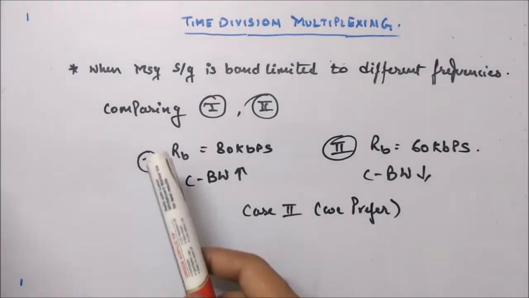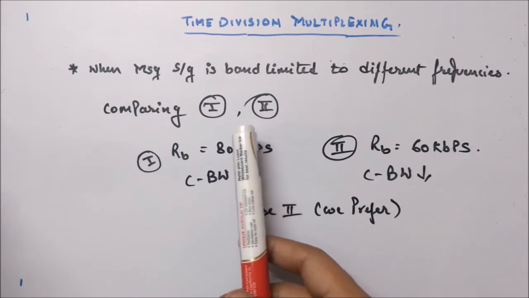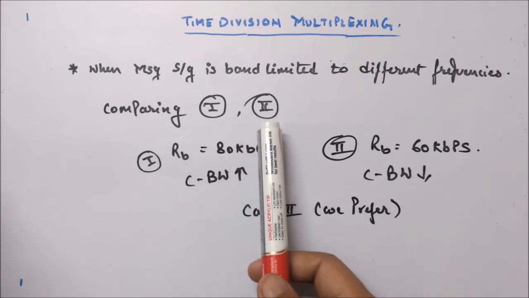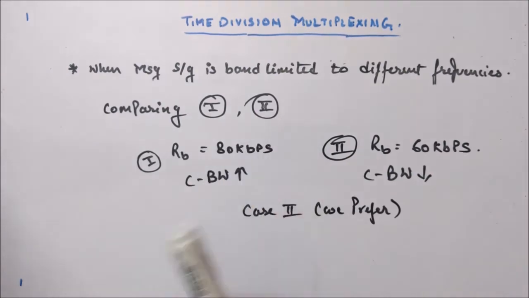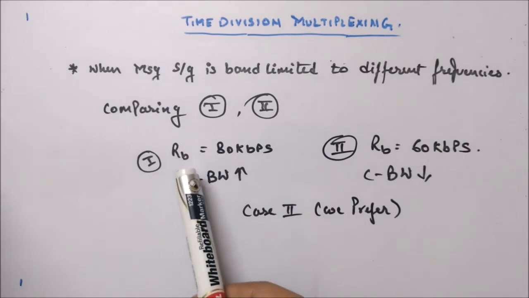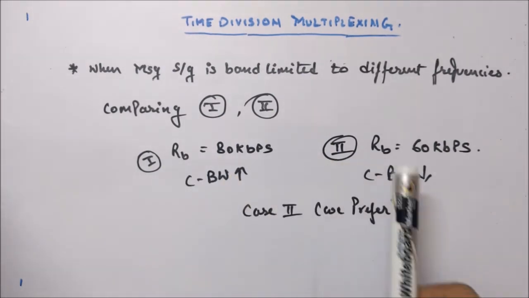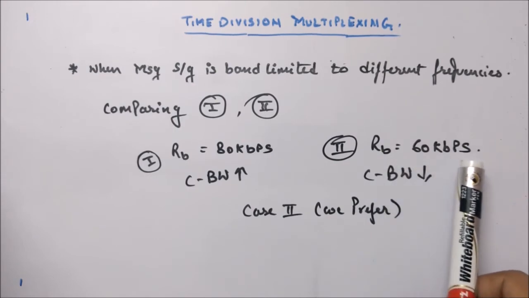Now we will compare the two cases: when the speed of the commutator is set to the highest frequency, and when the speed of the commutator is set to the Nyquist rate of the lowest frequency. In the first case we saw RB was coming out to be 80 kilobits per second, and in the second case you had 60 kilobits per second.